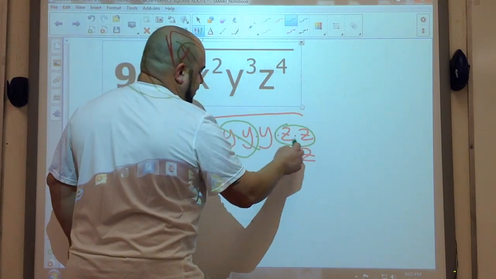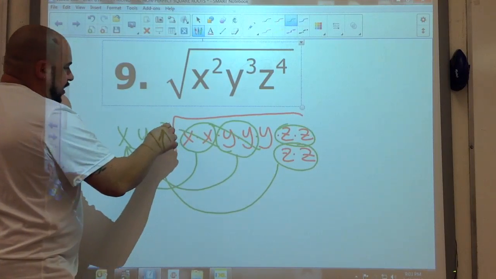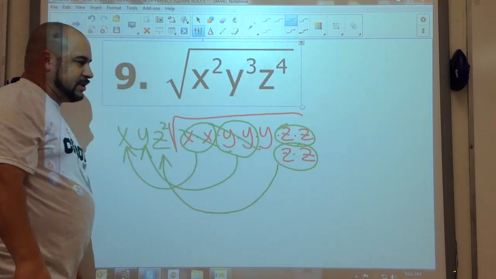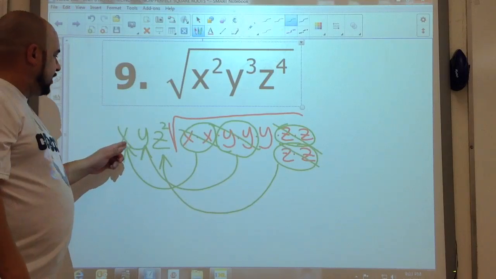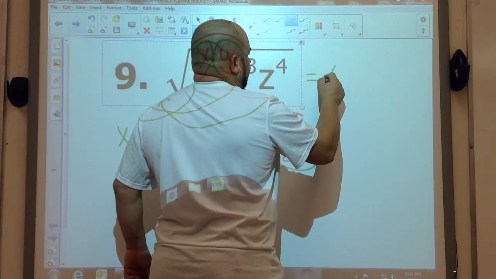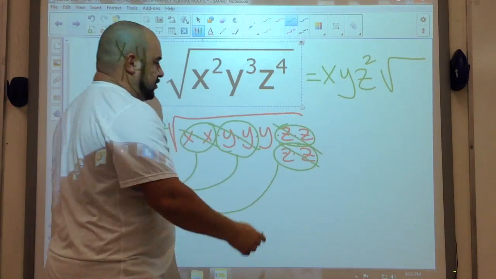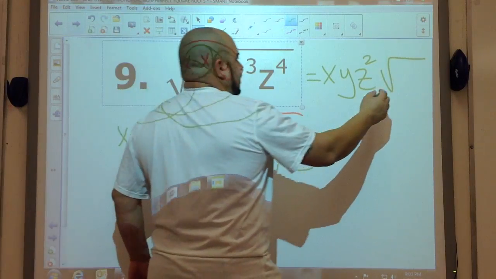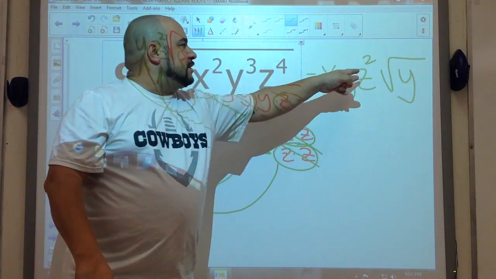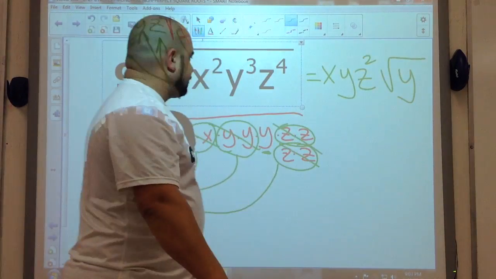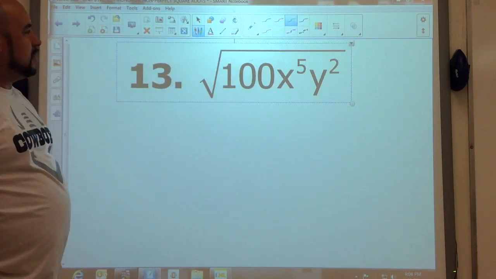And I have 2 sets of z's. And all those can be represented here with a z squared, because I have 2 sets of 2 z's. So that's gone and that's gone. So my final answer here would be x y z squared times the square root of this y right here that is left over. X times y times z squared times the square root of y. That's number 9. Let's look at number 13. So we have 2 more left.